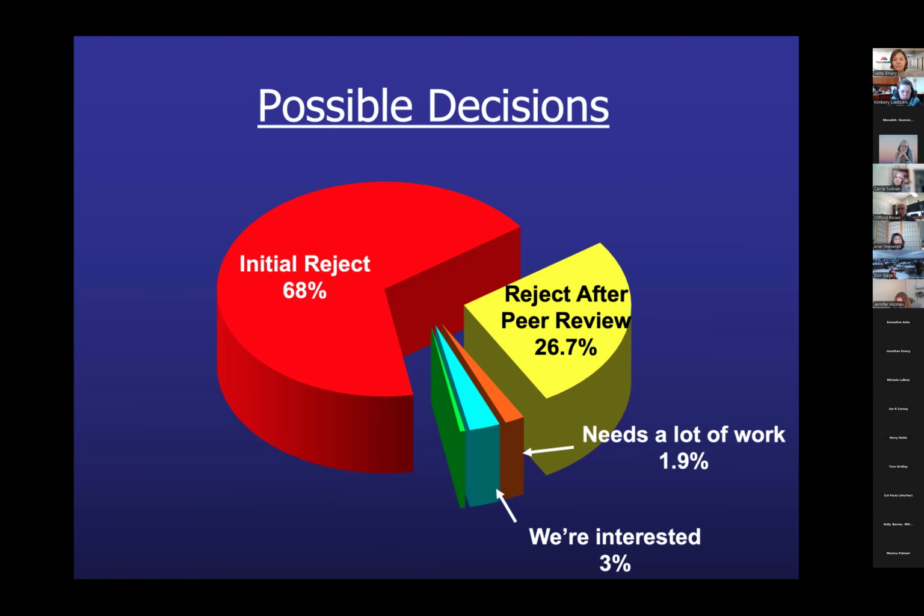And that's very common. We do a lot of what we call triage, and this is happening with a lot of journals. It's just too many people are submitting too many papers, so it has to be done.